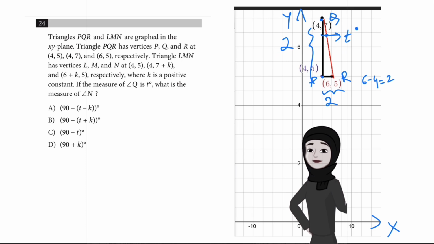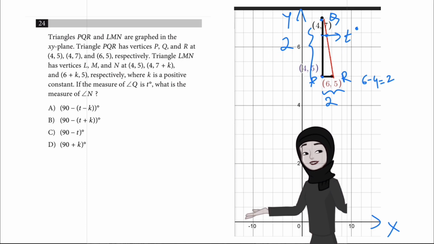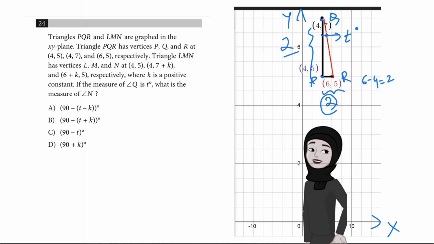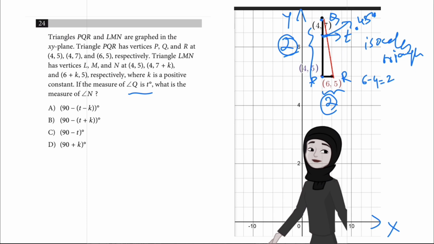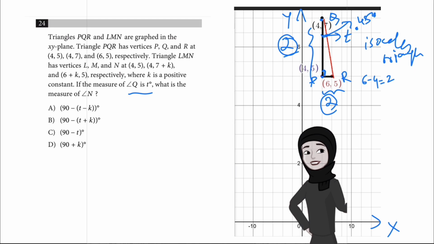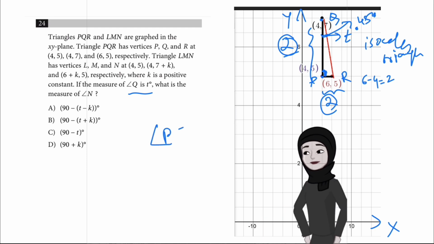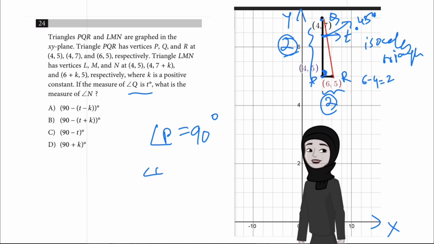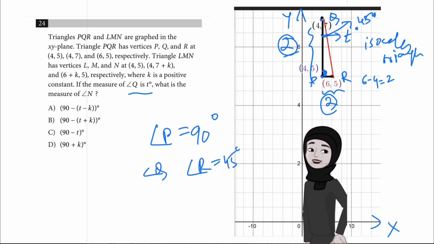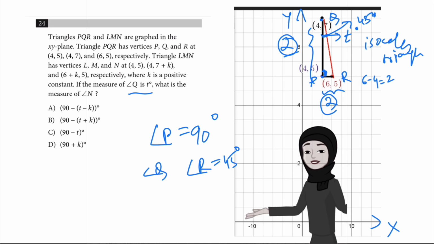Therefore, the triangle PQR is a right isosceles triangle, because the lengths are 2 and 2, equal sides. If they are equal sides, that means it's an isosceles triangle. Angle P has a measure of 90 degrees, since PR is parallel to the x-axis and PQ is parallel to the y-axis, so a right angle triangle will be formed. So triangle PQR is a right isosceles triangle where angle P has a measure of 90 degrees and angles Q and R have a measure of 45 degrees, because the sides are equal, so the angles opposite to them will be equal. So it follows that if the measure of angle Q is t, then t is equal to 45 degrees.